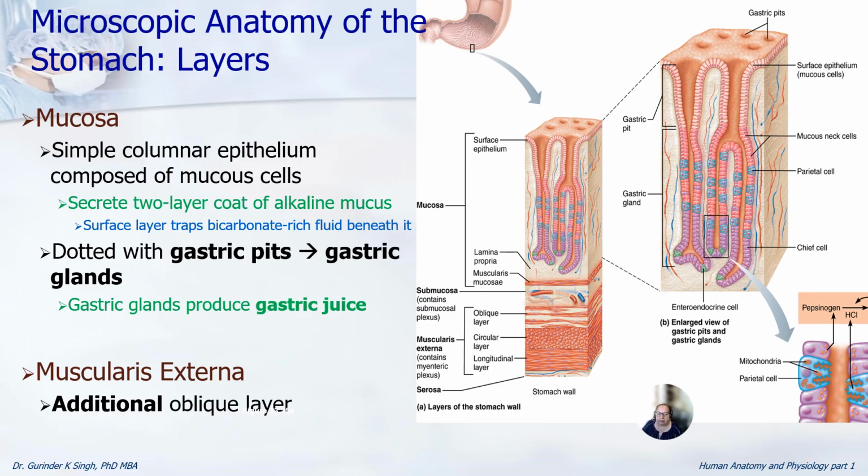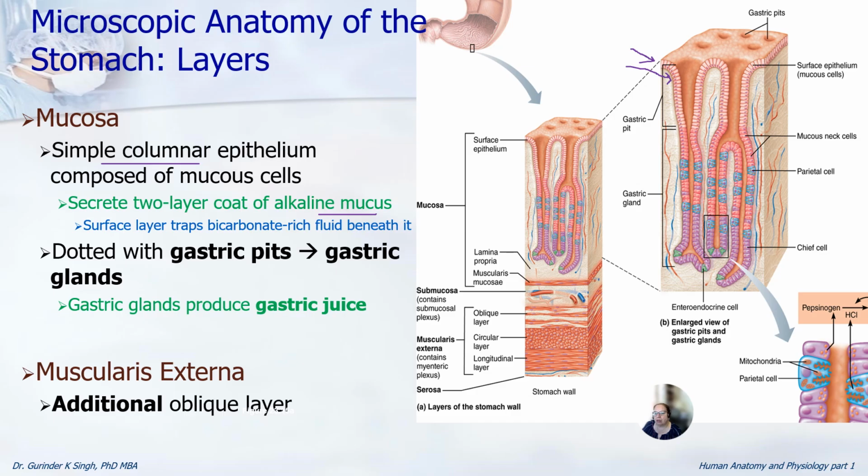Now let's look at the microanatomy of the stomach layers. The mucosal layer is a simple columnar epithelium. You can look at these cells. These look like columns, with the nucleus sitting at the bottom portions. They're more oblong cells. They secrete 2 layers of alkaline mucus, and the top surface layer will then trap the bicarbonates there.